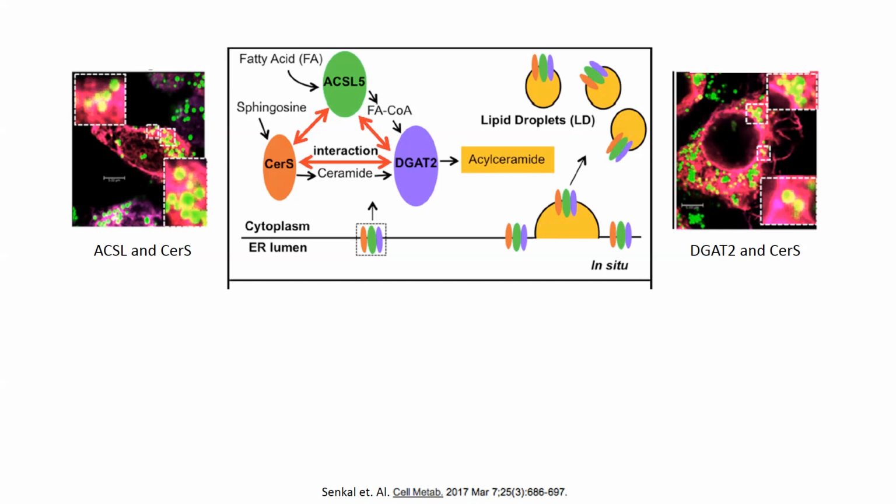Similarly, if you transfect with DGAT2 and ceramide synthase, you also see that they interact. And when it's yellow, meaning that the green and red are interacting, they are, again, at the lipid droplet interface and in the lipid droplets. So what's happening is when these three proteins come together, they make this molecule, acyl ceramide, and it goes into lipid droplets in cells.